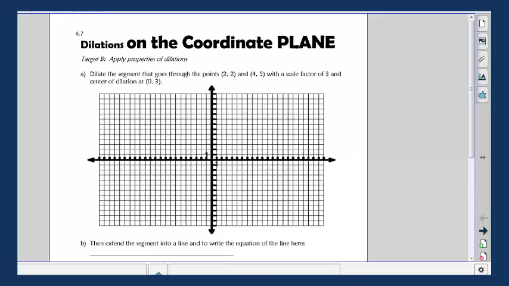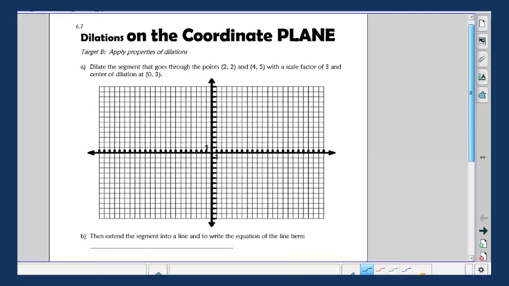In this video, we're going to review how to dilate segments that go through certain points. It's a little bit different than when you're dilating figures or things like that, because you can tell that a figure has actually grown in size or shrunk, but lines end up looking the same. So we're going to do this example together.